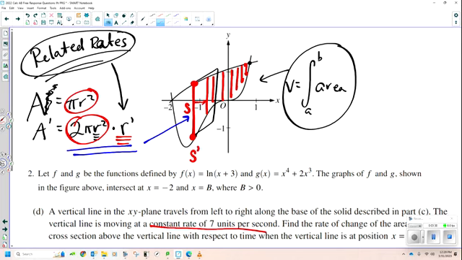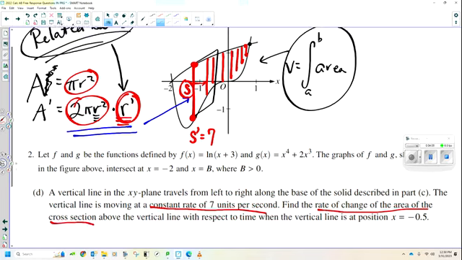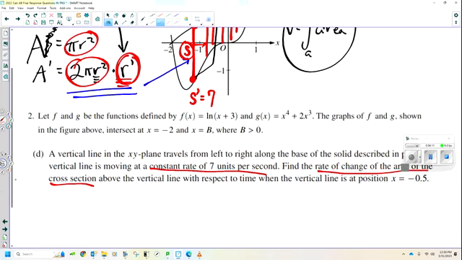So let's call this s prime. That's 7, instead of r. I'm going to have to find the rate of change of the area of the cross section. It's the same thing for part C, a square above the vertical line, with respect to time, when that vertical line, s, is at position x equals negative 0.5.